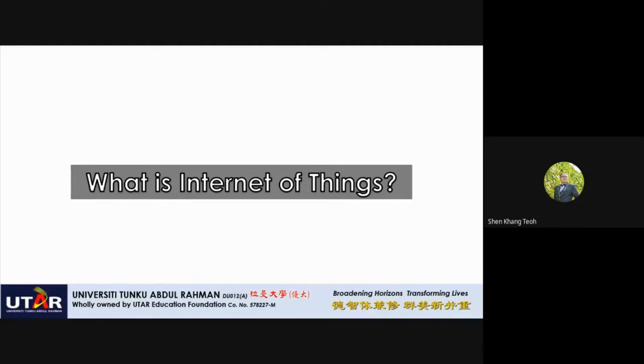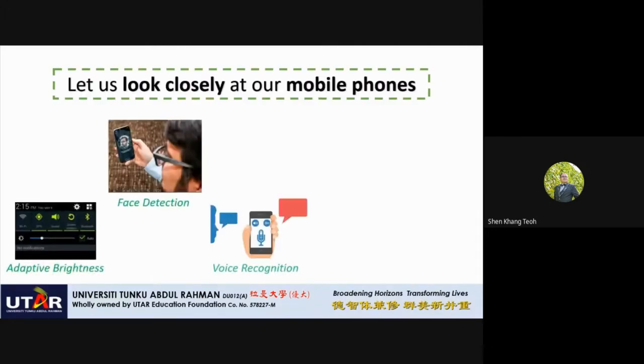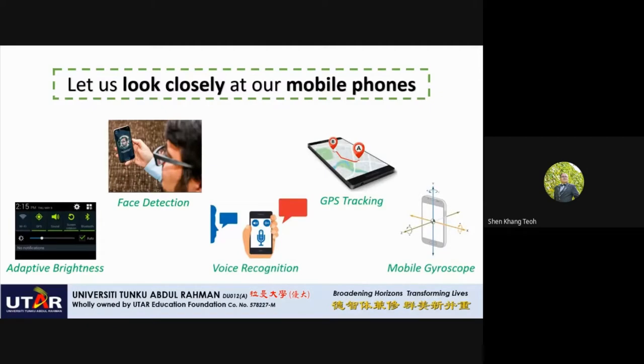To help you understand what is Internet of Things, let's look at an example of the mobile phone first. Our mobile phone has adaptive brightness, which gets adjusted based on the light falling on it. It has face detection to identify who the user is. It has voice recognition, GPS tracking, and a gyroscope. There are a lot of other features on the mobile, and most of them can interact with each other. Let's say based on GPS location, the mobile brightness could be adjusted, or based on the phone gyroscope, the screen can be adjusted as well.